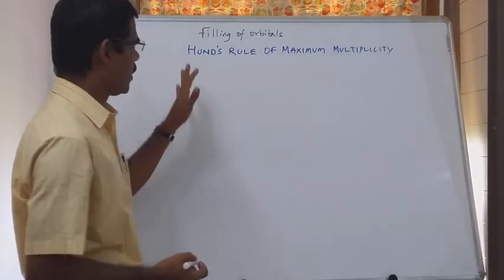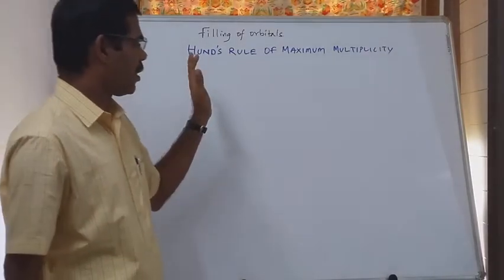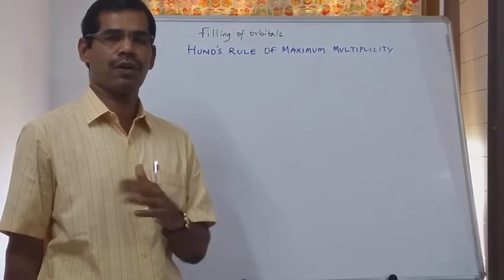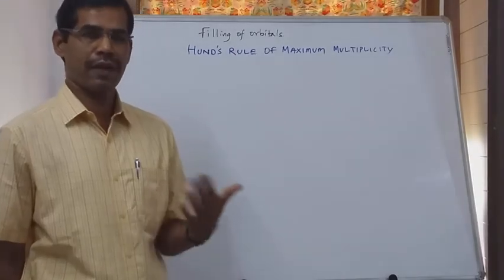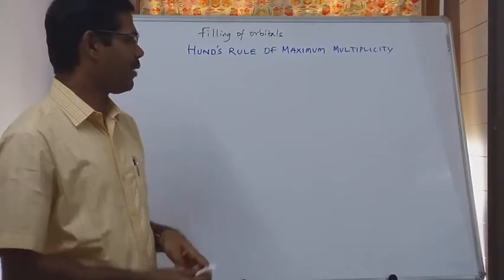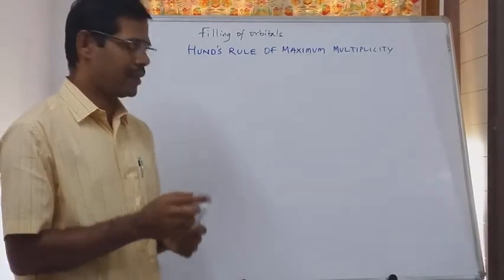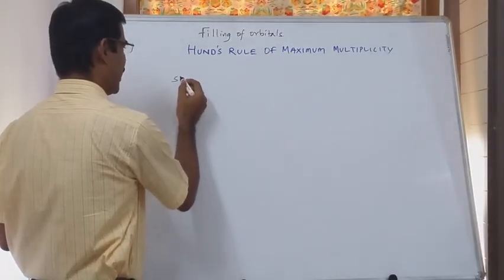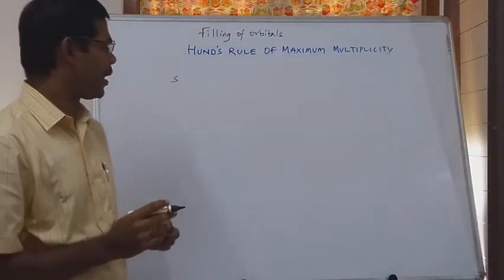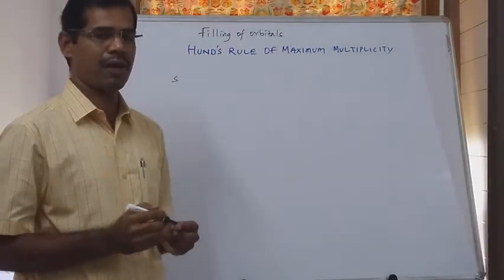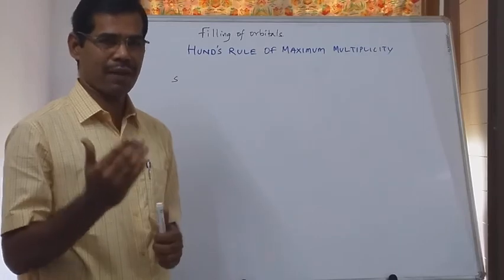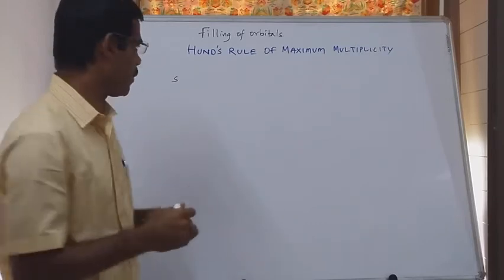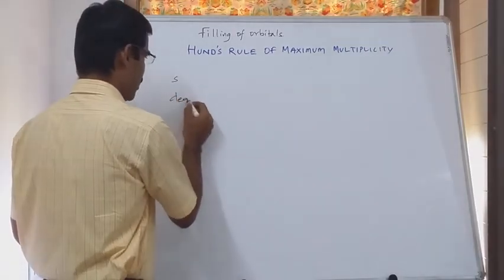In the case of orbitals, we have to follow Aufbau principle for filling up of the electrons. So when we have a single orbital, say in the case of s orbital, we have only one orbital concerned. So in this case, we have no problem in applying the Aufbau principle. But when you have a set of orbitals with the same energy, which is what we call degenerate orbitals.